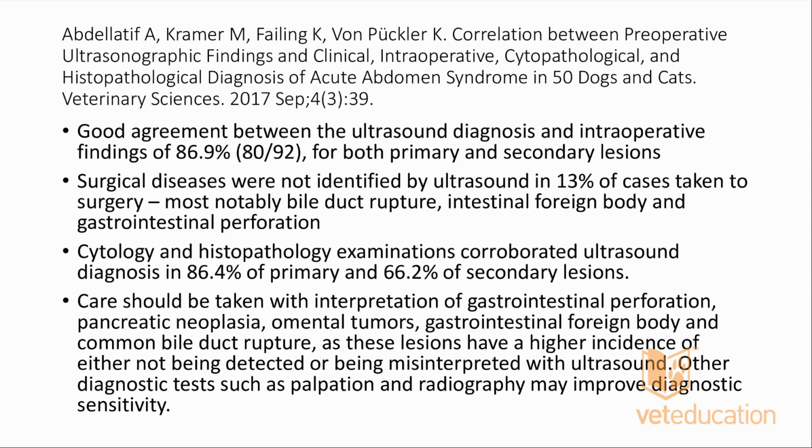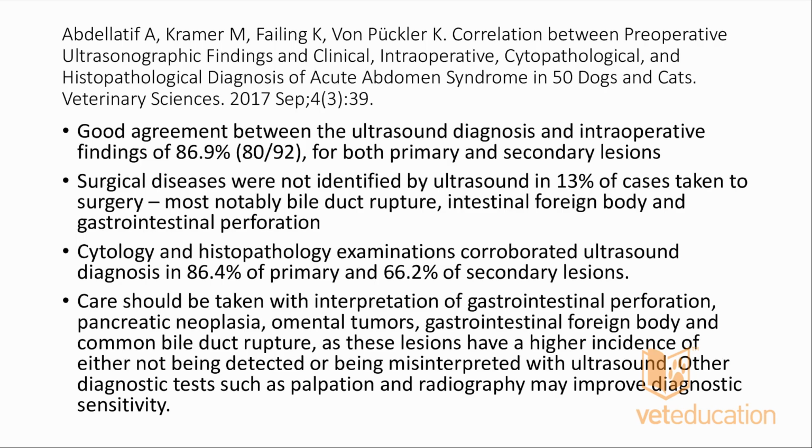Surgical diseases were not identified by ultrasound in 13% of cases taken to surgery. The most common were bile duct rupture, intestinal foreign body, and GI perforation. And that's borne out, I think, with some of those studies we looked at tonight with gastrointestinal perforation in cats. Cytology and histopath examinations corroborated the ultrasound findings in about 86% of cases of primary disease and 66% of secondary lesions.